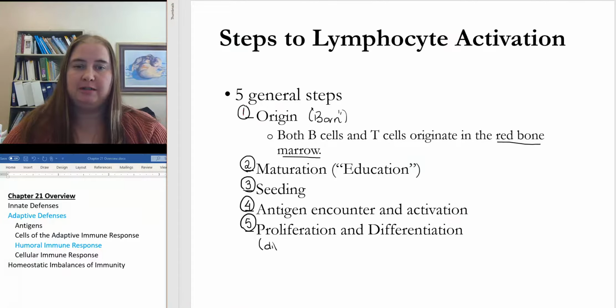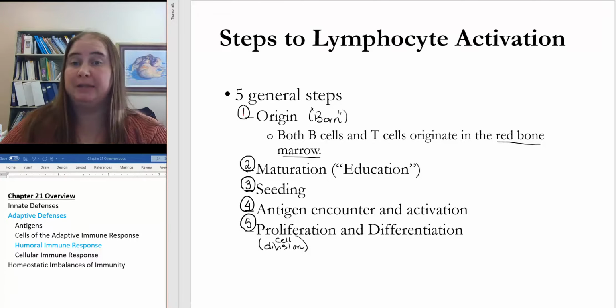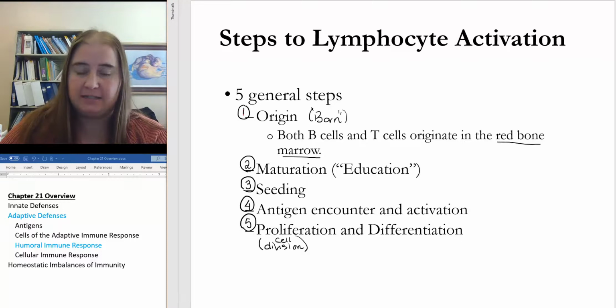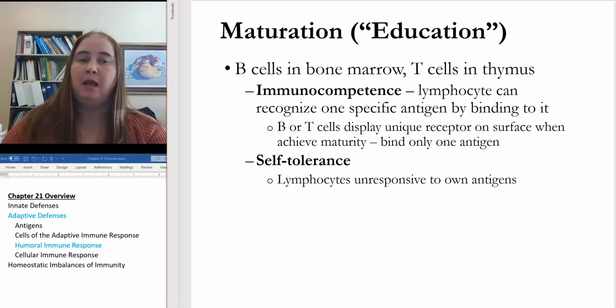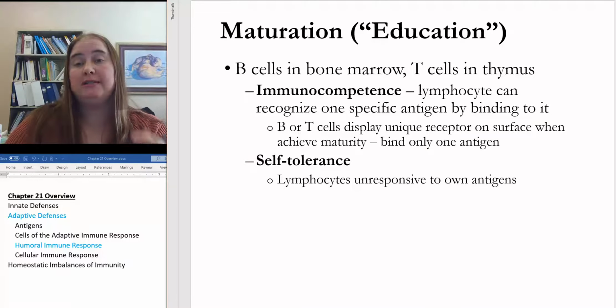Proliferation just means division, cell division. And differentiation means that they are going to transform into something slightly different. So let's start with maturation. Again, both our B cells and our T cells are born in the bone marrow. After they are made in the bone marrow, our B cells stay in the bone marrow to become educated. Our T cells leave the bone marrow and essentially populate the thymus. And in the thymus is where they are going to become educated.